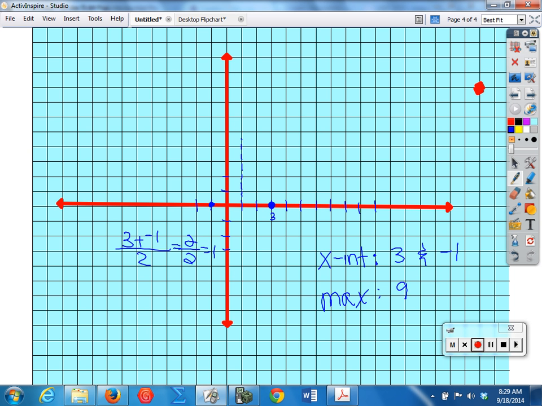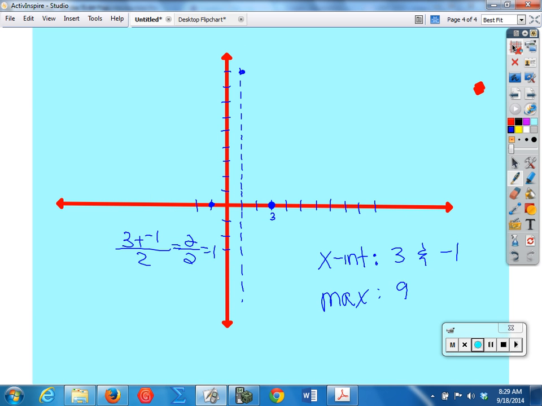Right, because these points have to be on either side. It has to be a maximum at 9. So 1, 2, 3, 4, 5, 6, 7, 8, 9. So you know that's your vertex. It has to be at 1, because it's right in the middle of these two. And the y value has to be 9. So you know 1, 9. And now you have to figure out the A.